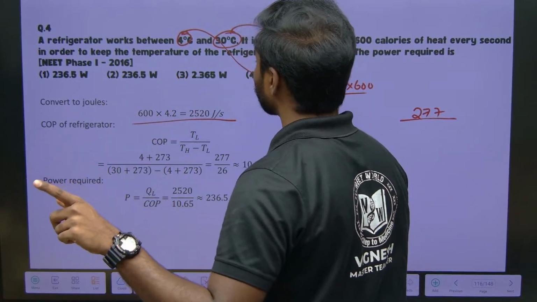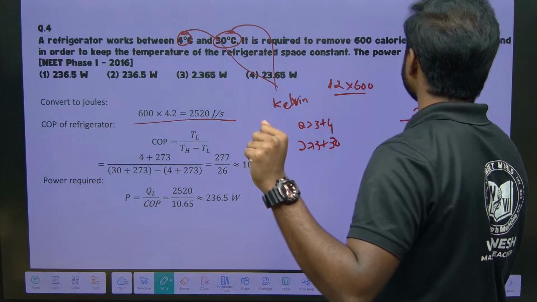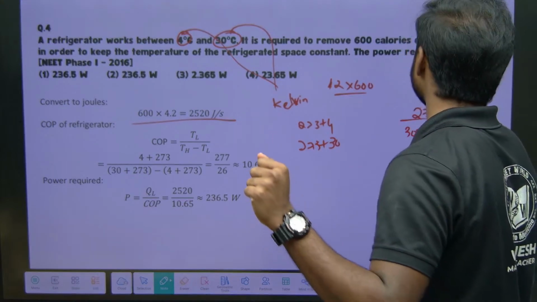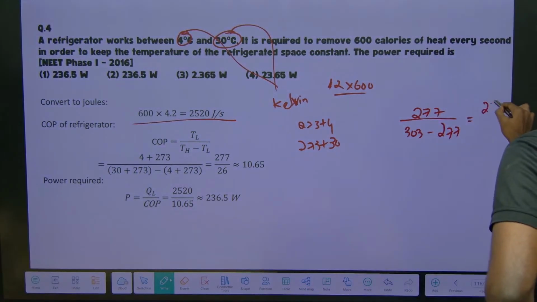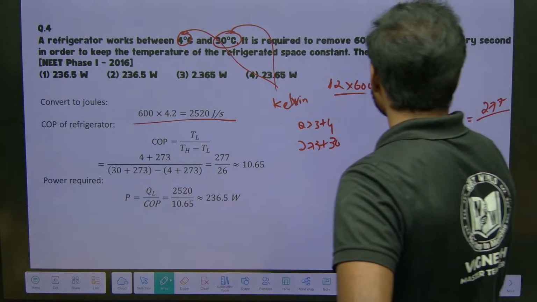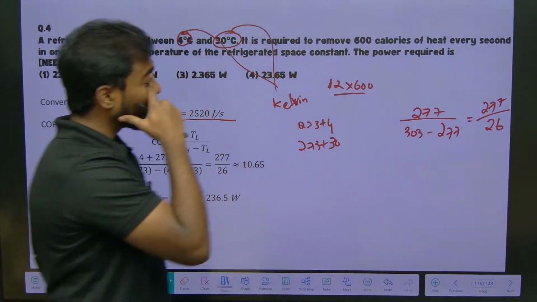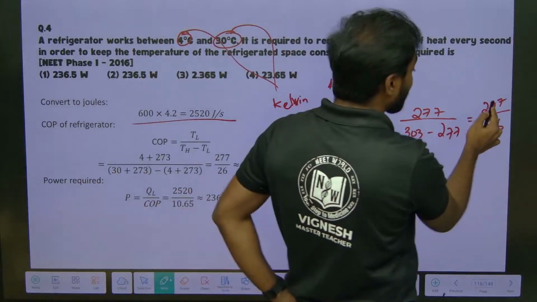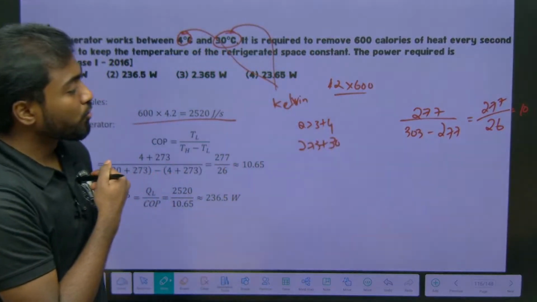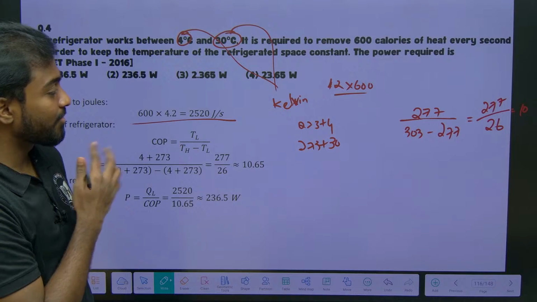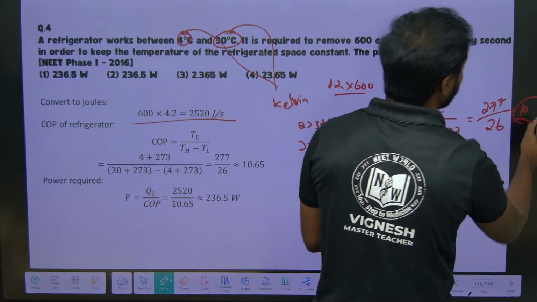273 plus 30 is 303, and 303 minus 277 gives 26. So 277 divided by 26 gives around 10 times, okay, 260, and 260 plus 26 is 286, so we get around 10.5 with approximation.